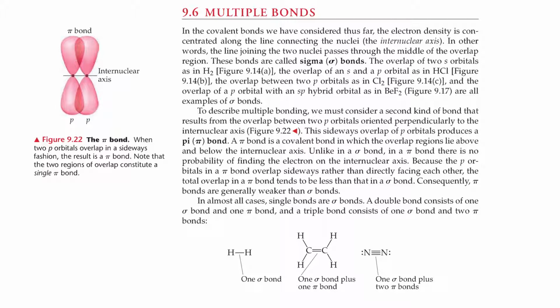The total overlap in a pi bond tends to be less than that of a sigma bond. Consequently, pi bonds are generally weaker than sigma bonds. In almost all cases, single bonds are sigma bonds. A double bond consists of one sigma bond and one pi bond, and a triple bond consists of one sigma bond and two pi bonds.